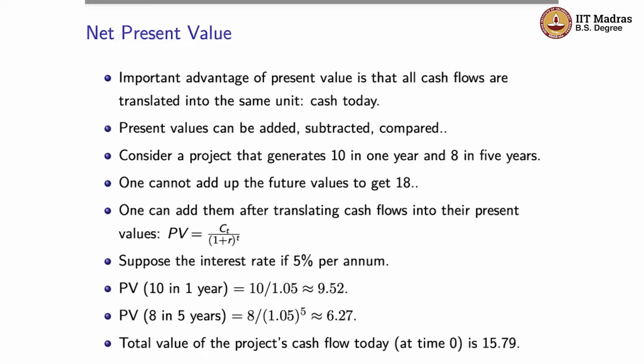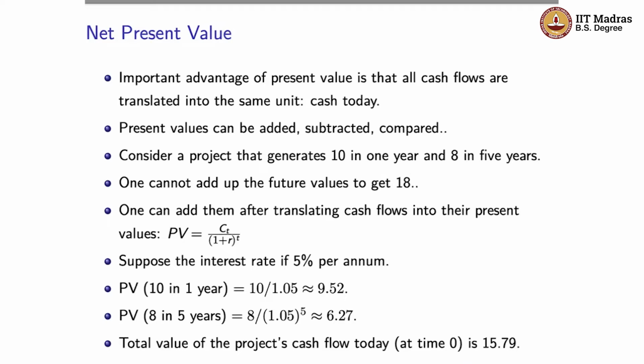However, if you do translate both this 10 in 1 year's time and 8 in 5 years' time in terms of money today, then you can indeed go ahead and add them, right? So this would suggest the following procedure. So first, we need to calculate the present value of 10 in 1 year's time and the present value of 8 in 5 years' time. How would we do that? Well, we can use the general formula for present value.